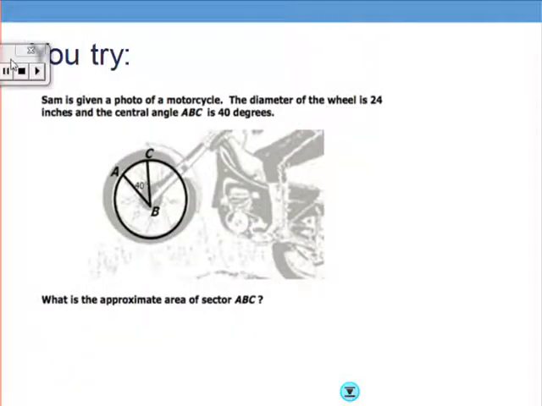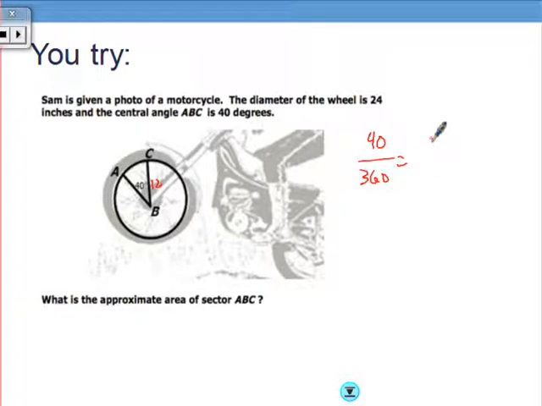Let's take a look here. Given a simple photo of a motorcycle, the diameter of the wheel is 24 inches, so that makes the radius 12. The central angle ABC is 40. What's the approximate area of the sector ABC? So part over whole again. So 40 over 360 equals x, that's what we don't know, over pi r squared. That's 144 pi. All right?